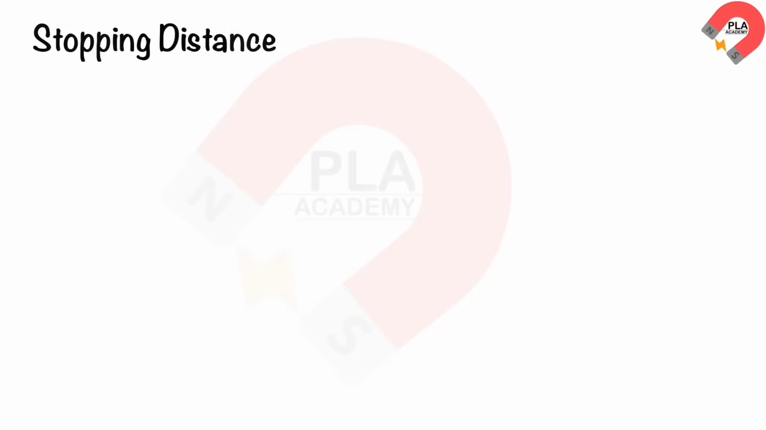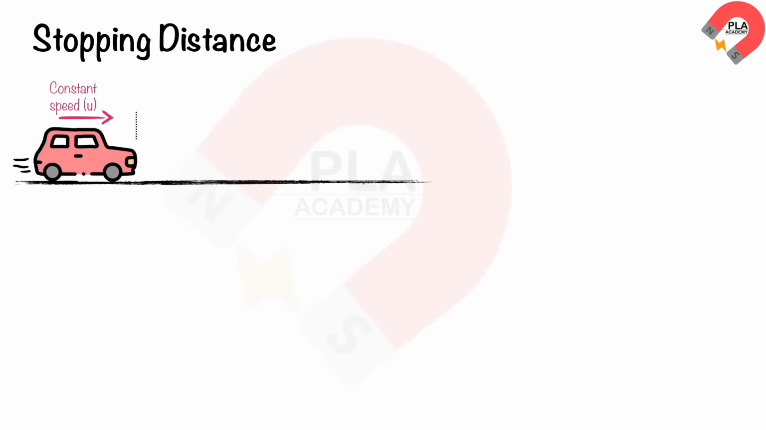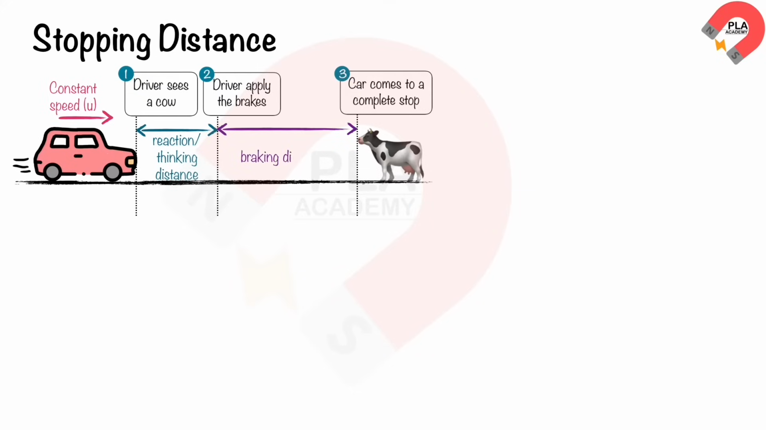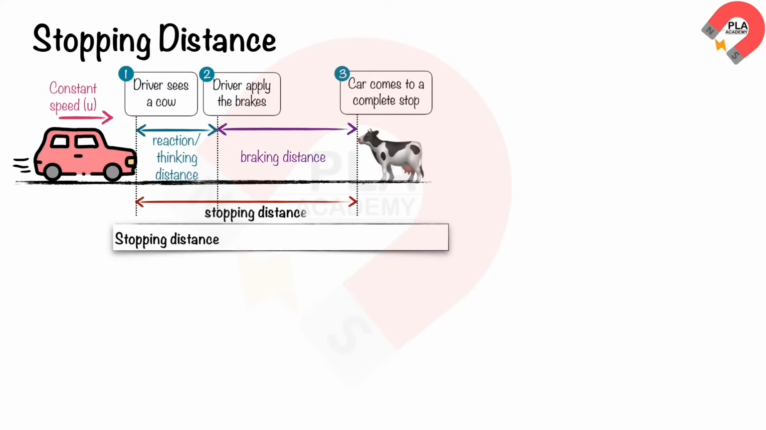Stopping distance is the distance a vehicle travels from the moment the brakes are applied to the moment it comes to a complete stop. If a car is traveling at a constant speed, u, and the driver suddenly sees a cow, they will apply the brakes to bring the car to a complete stop. The distance between the point where the driver sees the cow and the point where they apply the brakes is called the reaction distance, or thinking distance. The distance traveled by the car from the moment the brakes are applied until it comes to a complete stop is called the braking distance. The total stopping distance is the sum of the reaction distance and the braking distance.